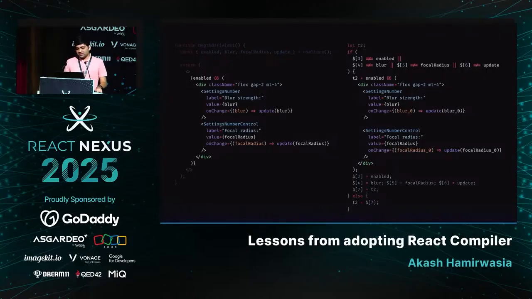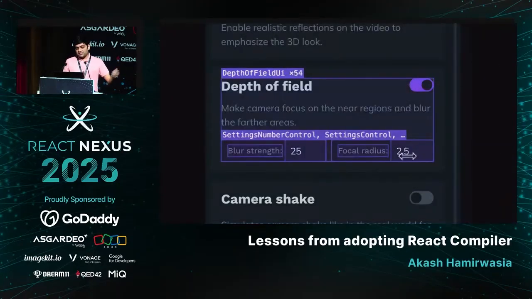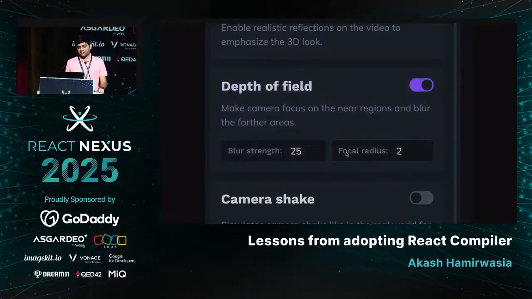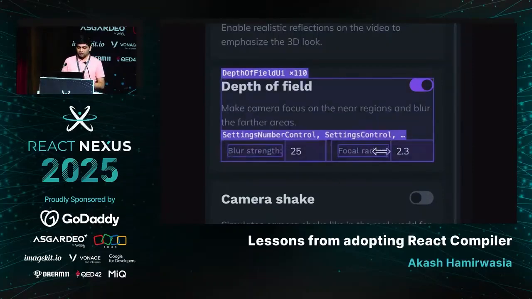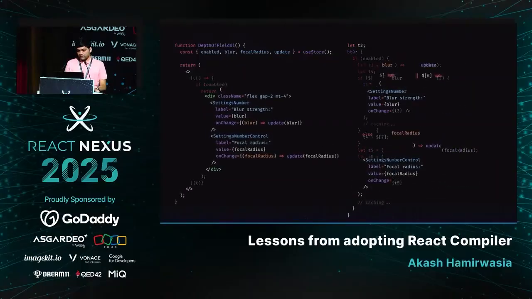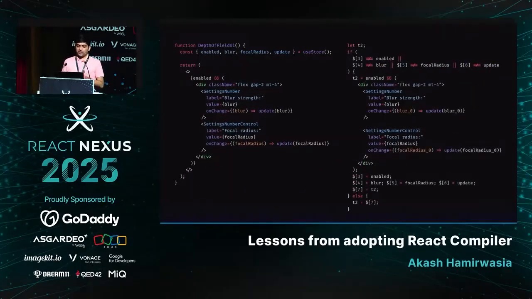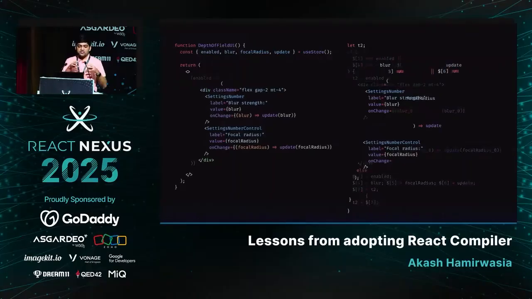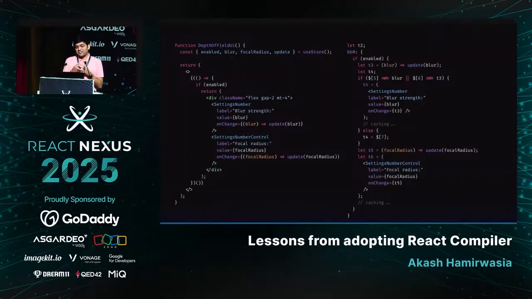Now to fix this, let's see what the problem is. When I change the focal radius, even the blur strength slider is re-rendering, which is not ideal because that hasn't changed at all. So to fix this, we can do some rewrite in the code. What I tried was changing the ternary to be an if and then return with the if condition. And surprisingly, this works.